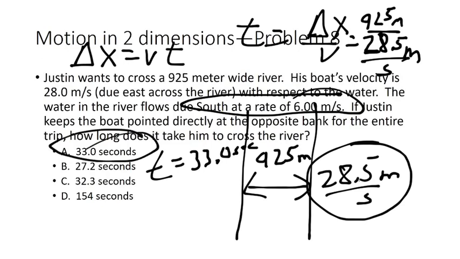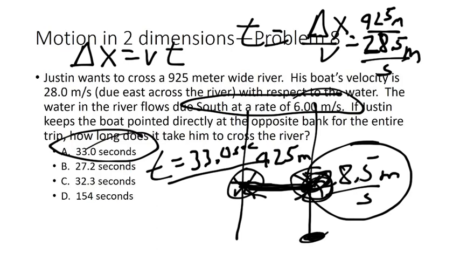Now realize though, if he starts here, he's not going to end up straight across over here. Because in addition to his motion pushing him across the river, the movement of the water is pushing him down the river. So he is going to cross the river in 33 seconds. But when he gets across, instead of ending up somewhere in here, he's going to end up somewhere down here.